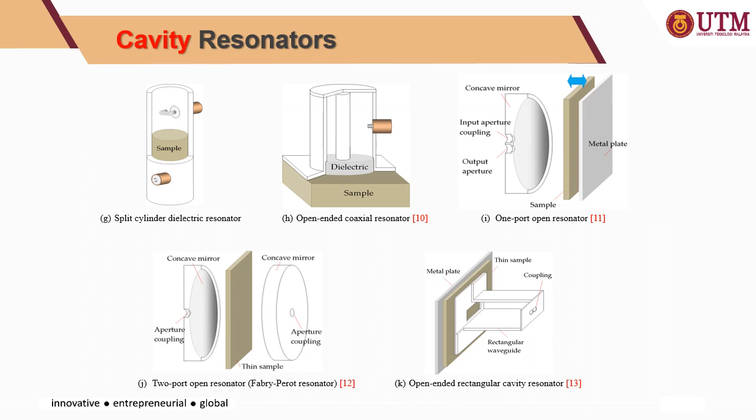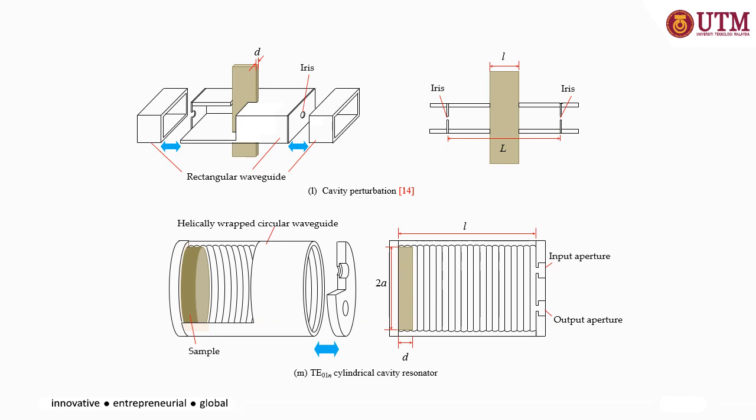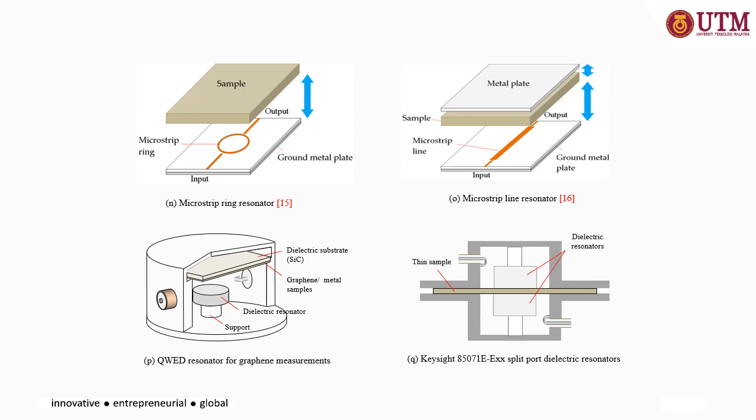Okay, that's another example of cavity resonators. The shape and the size of the structure differ depending on the samples you are about to measure and depending on the application it will be used for. That's another example of cavity resonators for different applications. This one uses a microstrip ring resonator, where the sample is placed on top, so the property of the material can be determined.